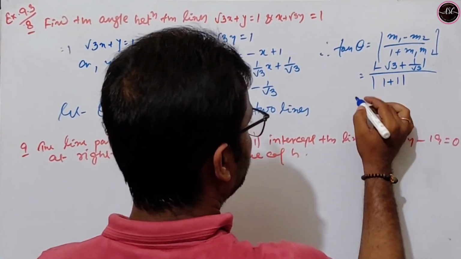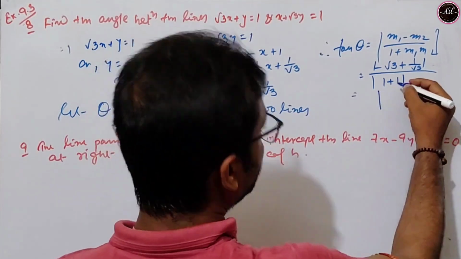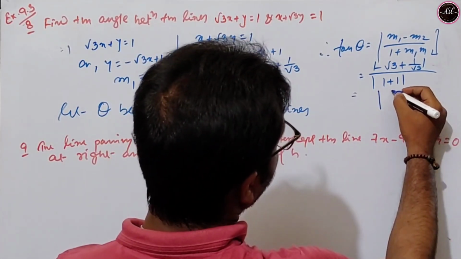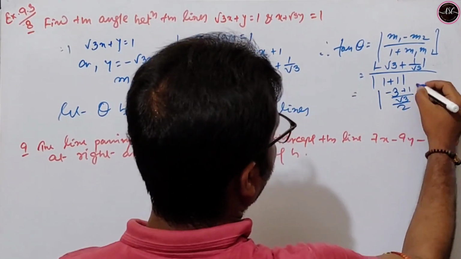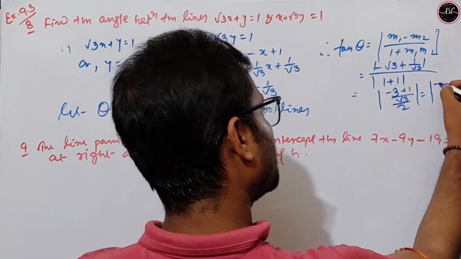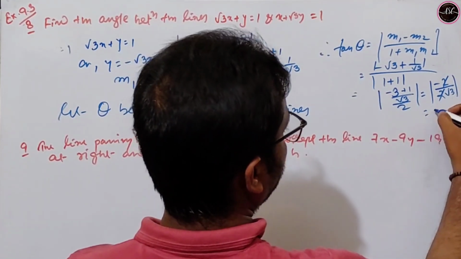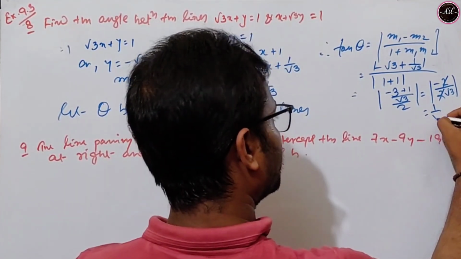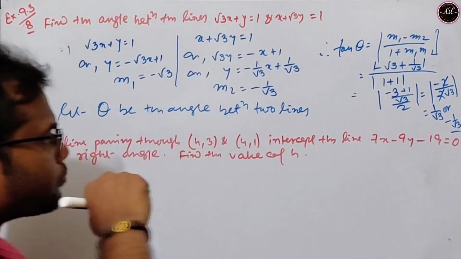So this will be, if we write this as minus 3 plus 1 by root 3, divided by 2. So that will be minus 2 by root 3. Okay, 2 will be cancelled out, so it will be either 1 by root 3 or minus 1 by root 3.